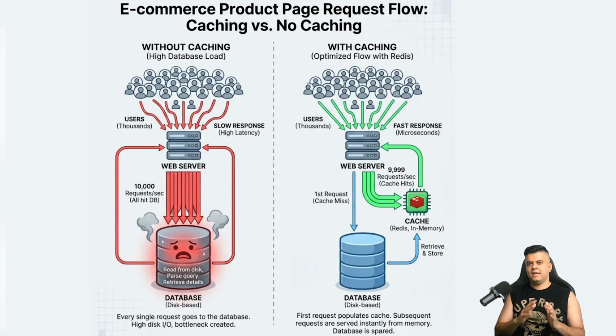And if we go with caching, which is what you see on the right, the first request goes to the database and retrieves the product details. Let's call it Redis cache, which is a very commonly used cache. Now, the next 9,999 requests check the cache first. The cache has the data in memory, so it returns it in microseconds. The database is only hit once. So the important part to understand here is that caching reduces repeated work by serving the same data from memory instead of hitting the database every single time for that information.